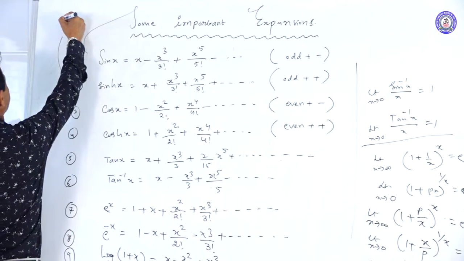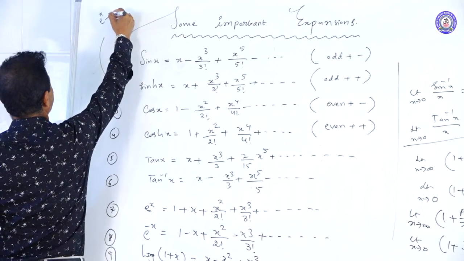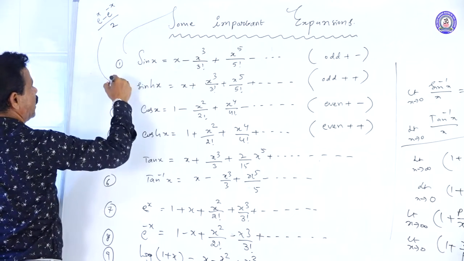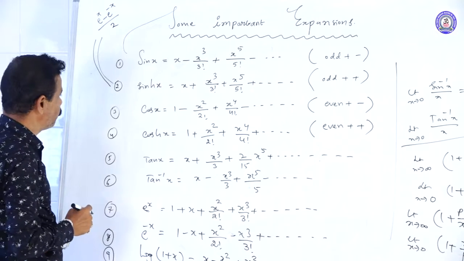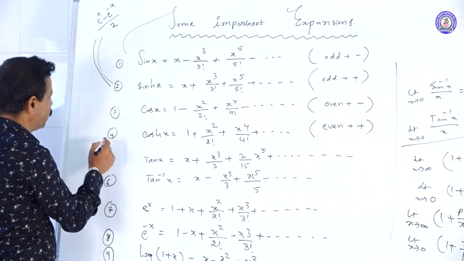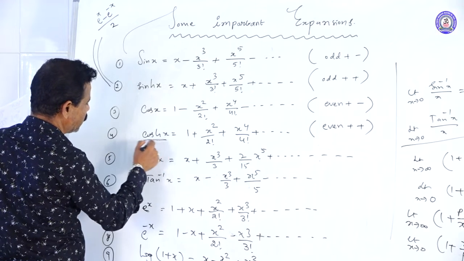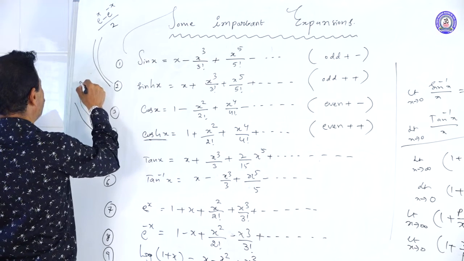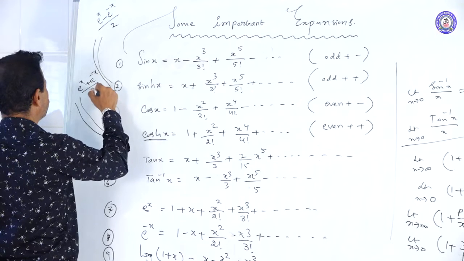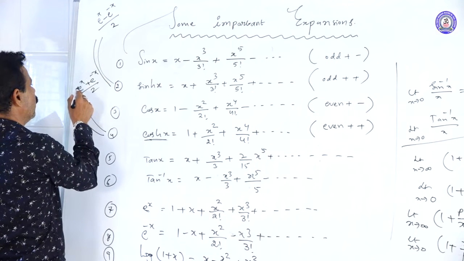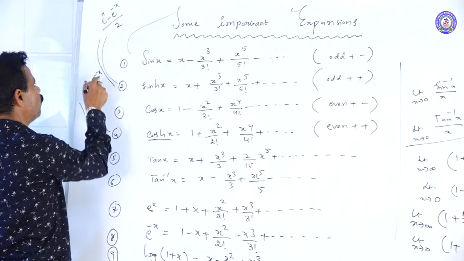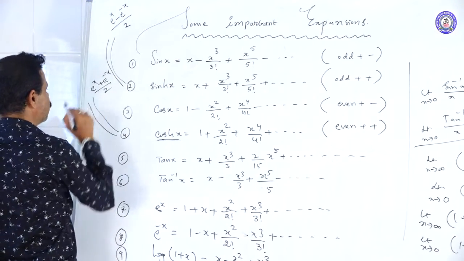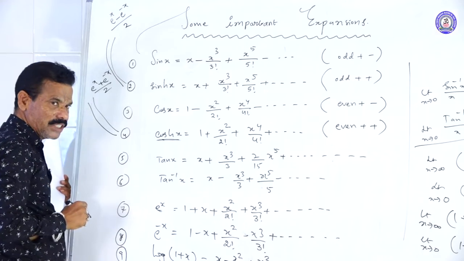Sin hx, in that expansion, is actually e power of x minus e power of minus x by 2. This is the hyperbolic function. This is also cos hx, also a hyperbolic function, which is equal to e power of x plus e power of minus x by 2. It is the sum of the e power of x series and the e power of minus x series, divided by 2. Here the difference has minus, here the addition has plus. That is the cos hx formula.